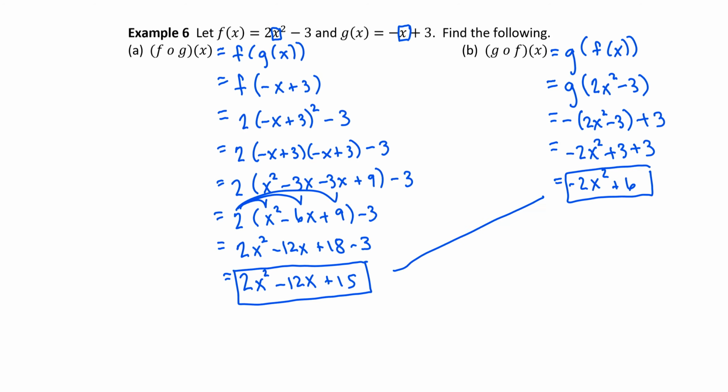But do notice, when we change the order of composition, we do not get the same thing. So order is very important. Okay, good job.